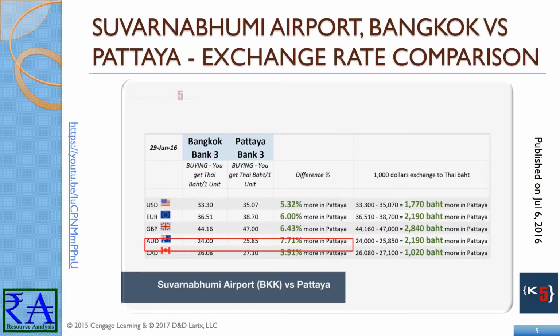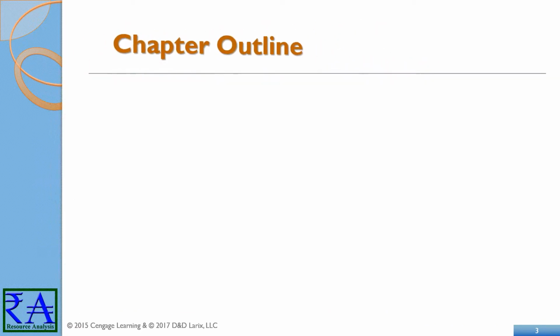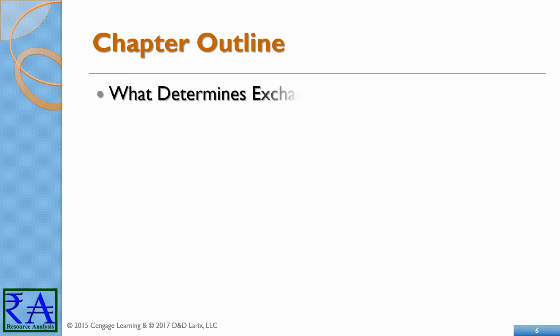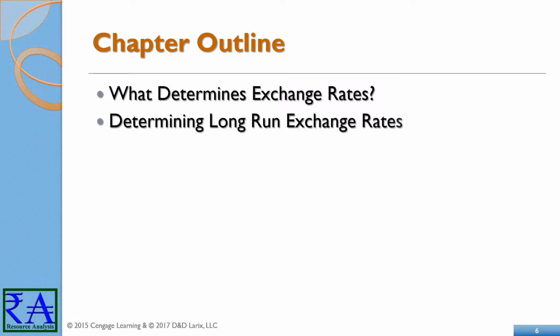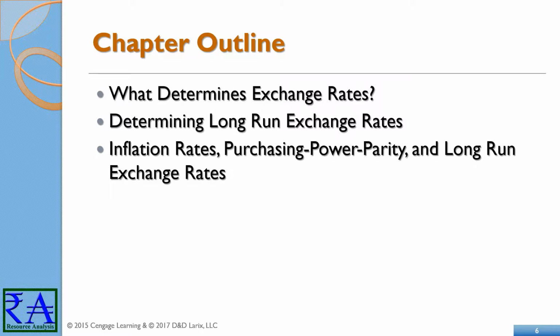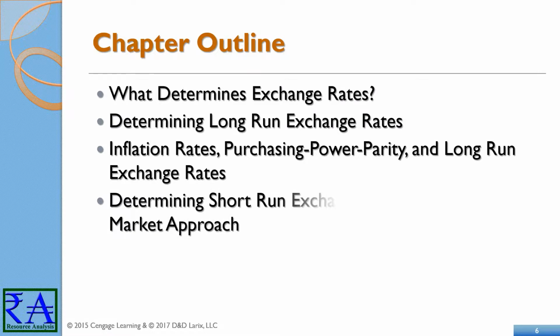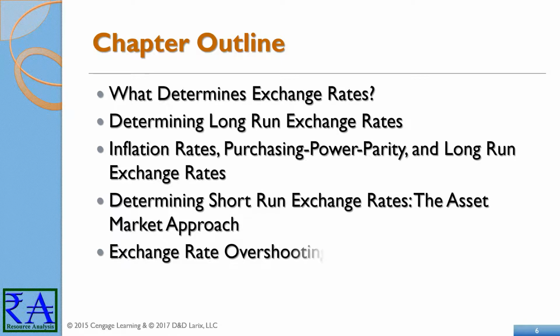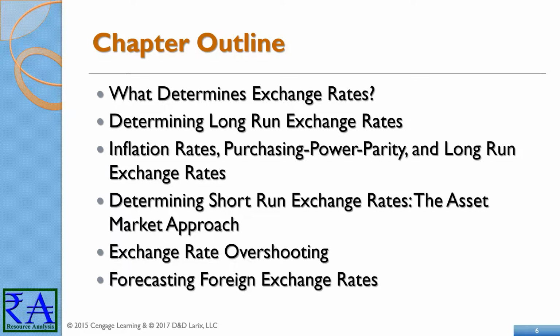Another factor influencing exchange rates is the phenomenon of exchange rate overshooting. An exchange rate is said to overshoot when its short-run response to a change in market fundamentals is greater than its actual long-run response. Finally, we will consider the methods that currency forecasters use to predict exchange rate movements as judgmental forecasts, technical analysis, and fundamental analysis.